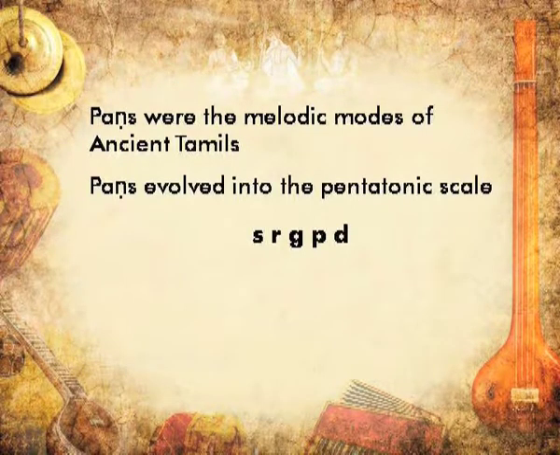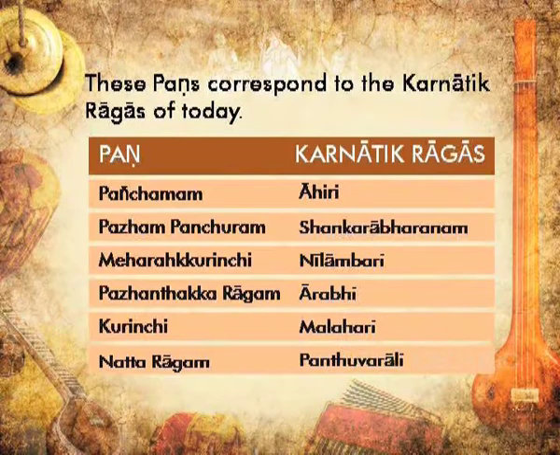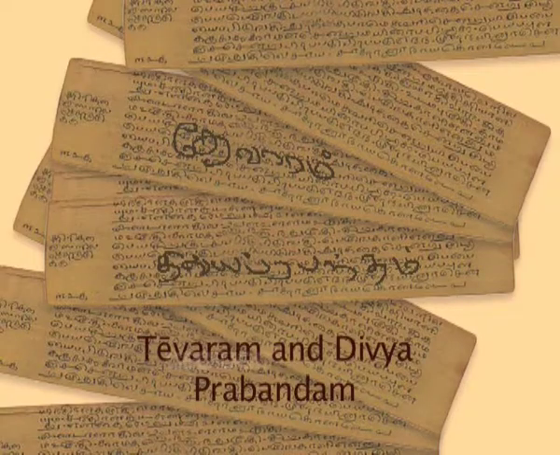These puns evolved into the pentatonic scale and later into the 7 notes of the Carnatic music. The puns of this period correspond to the Carnatic ragas of today. In the 6th, 7th and 8th centuries, puns are seen in the form of Tevaram and Divya Prabandham.